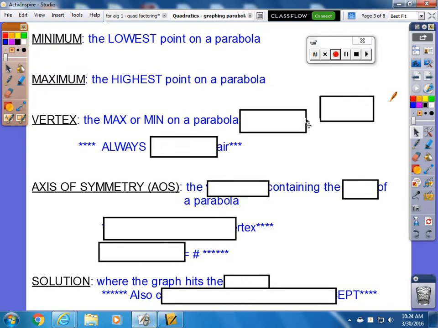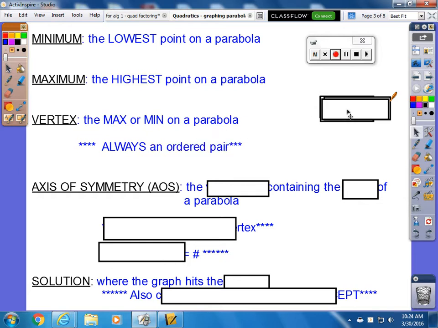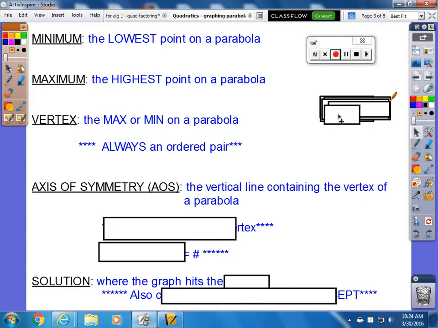And the vertex is the max or the min on a parabola. So the vertex is the place where the parabola starts changing directions. The vertex is always an ordered pair. The axis of symmetry is a vertical line containing the vertex of a parabola. So it's important to understand that a parabola is always symmetrical, and this is what the axis of symmetry is. It's like the fold line down the parabola.